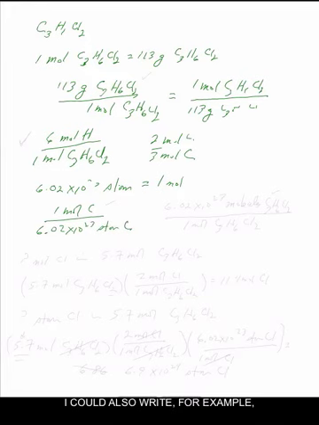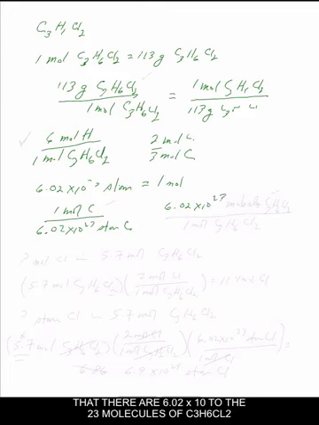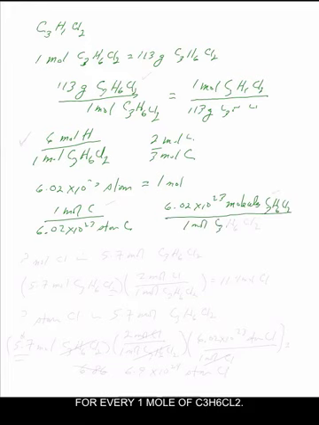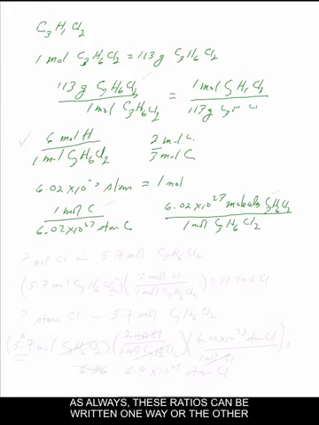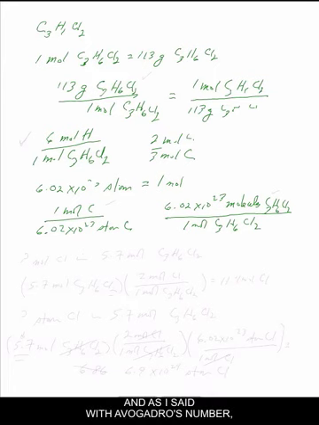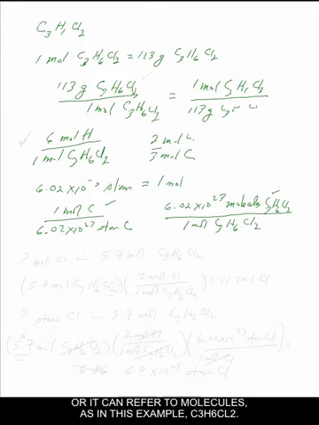I could also write, for example, that there are 6.02 times 10 to the 23 molecules of C3H6Cl2 for every 1 mole of C3H6Cl2. As always, these ratios can be written one way or the other, and as I said, with Avogadro's number, it can refer to atoms, such as carbon, or it can refer to molecules, in this example, C3H6Cl2.